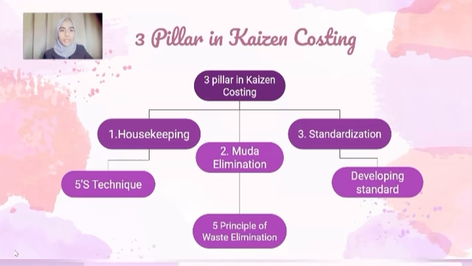Under housekeeping, we will look at the 5S technique that is being introduced in Kaizen costing. And under elimination of waste, there are 5 principles on how a company can eliminate waste. And under standardization, the organization needs to develop standards in order to ensure that the manufacturing process can be done effectively and efficiently. For the next slide, we will look at the housekeeping, the 5S technique. I will explain in detail what the components of the technique are. So let's go.